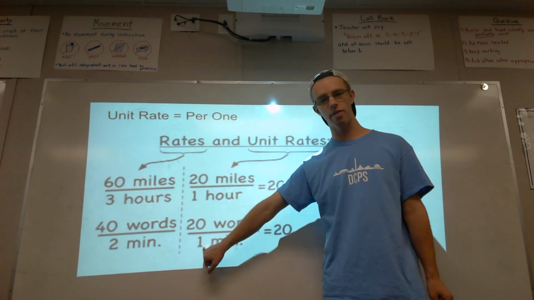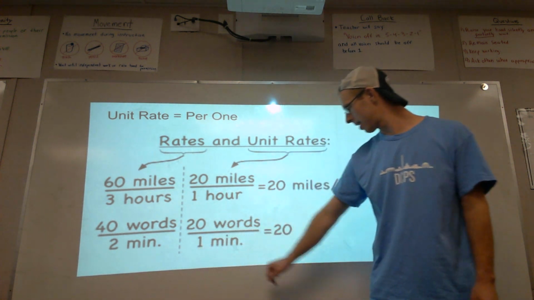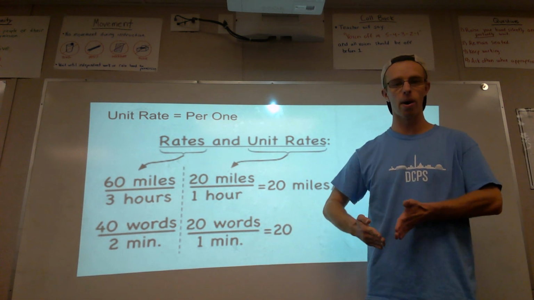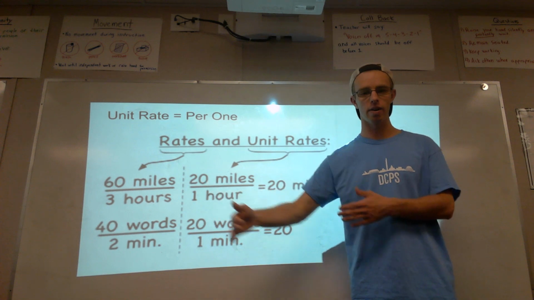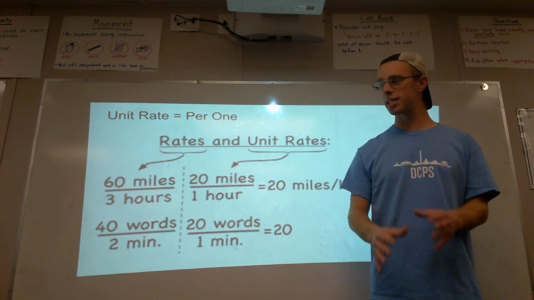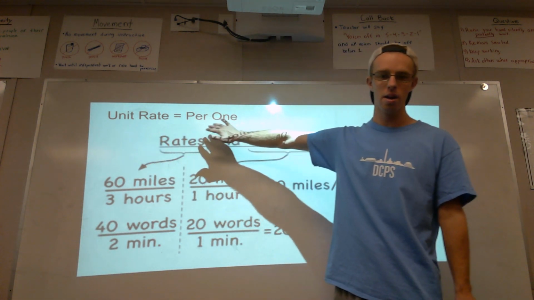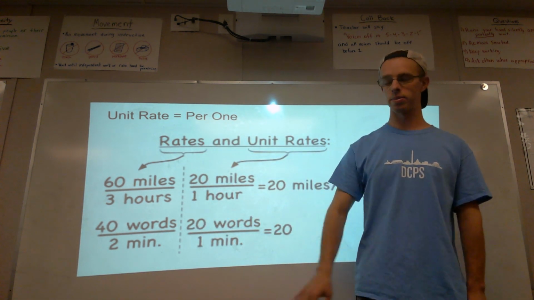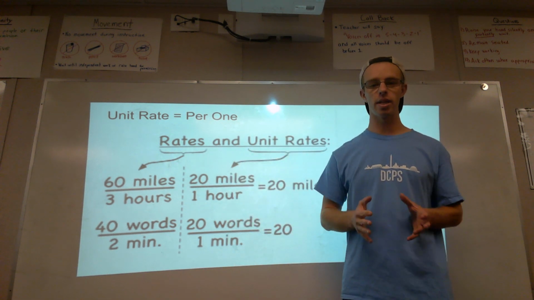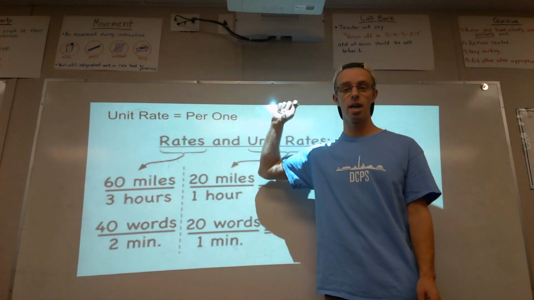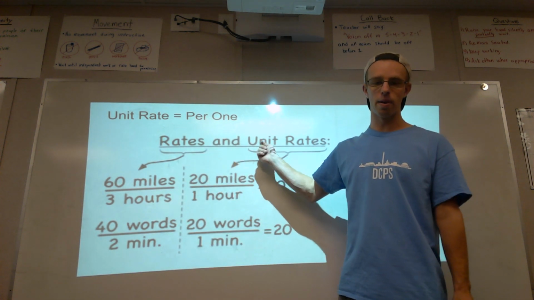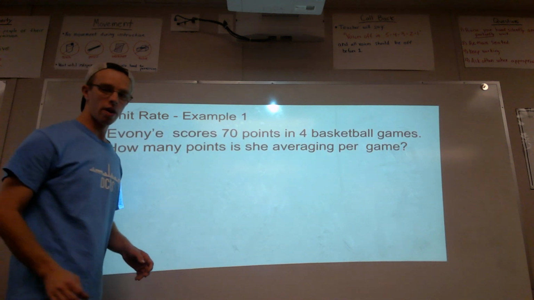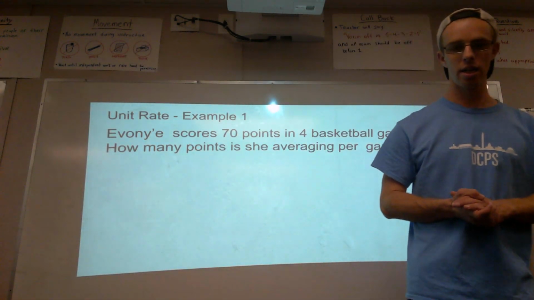And again, we simplified the fraction as 20 words for 1 minute, which is really somebody typing 20 words per minute, per 1 minute, right? That is the unit rate. It's that simple concept that a unit rate, per one, can help us solve the next upcoming real-world problem. So write whatever you need to write down in the unit rate section of your notes that helps you understand and remember that unit rate means per one. Okay, and I'm going to change the slide, and we're going to move on to our first example.